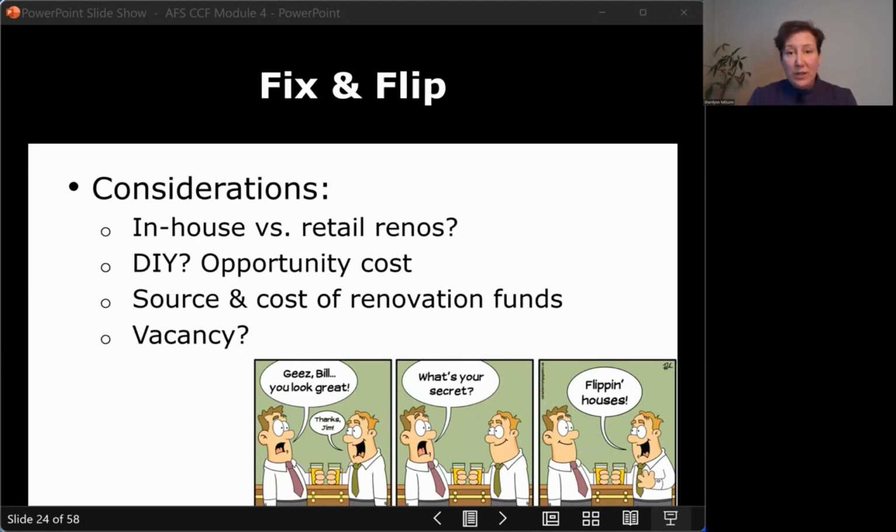And vacancy, of course, is a consideration in any flip because normally the property is going to be vacant while you do those renovations. And the fix always takes longer than you thought it would.